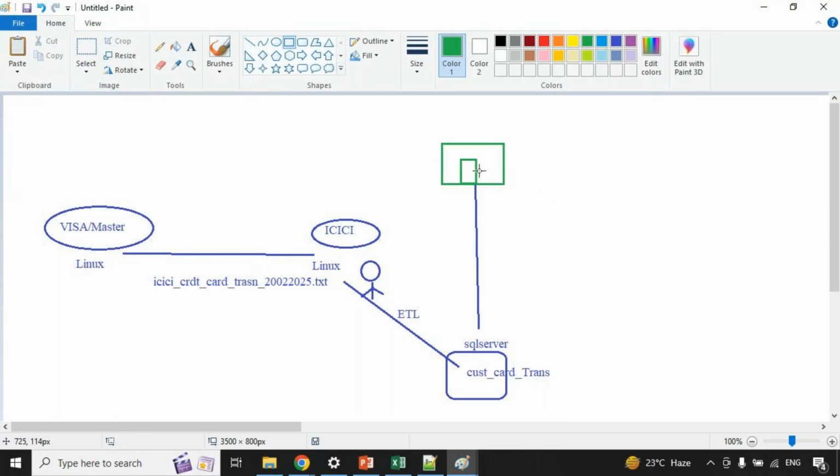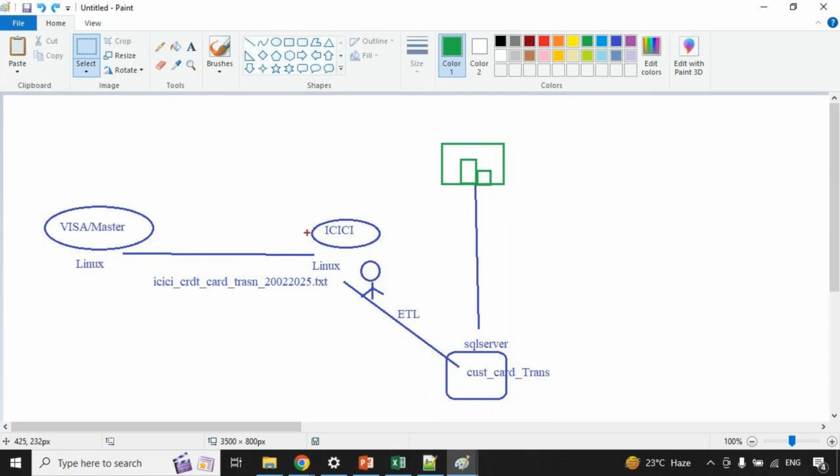As a data engineer, your responsibility is to ingest the data, organize the data, and as per the business requirement, provide the data. So ingest the data, organize the data in the tables, and provide the data to the reporting. Those are all the responsibilities of the data engineer.